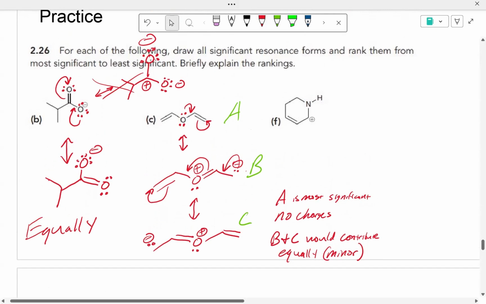All right, now let's look at F. So I'm going to draw a lone pair in here on F. And I'm going to start by moving that lone pair towards that carbocation.